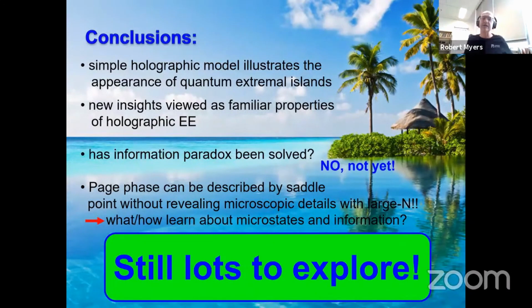And in any event, then I should wrap up. I just tried to illustrate some of the features of quantum extremal islands with this holographic model, where we can understand it in the form of holographic entanglement entropy, which is one that's more familiar to me at least. Have we solved the information paradox? No, not yet. And I'll just say there's lots more to explore on that. But thank you for your attention, and I guess we can have more questions.